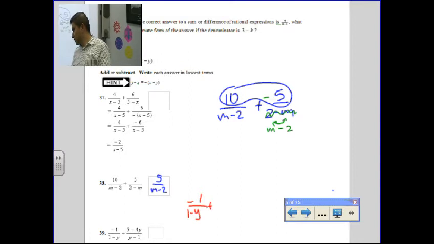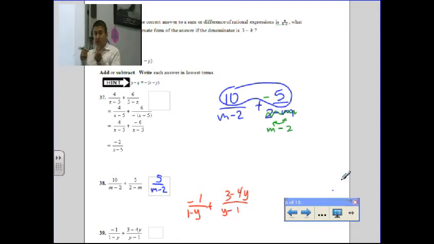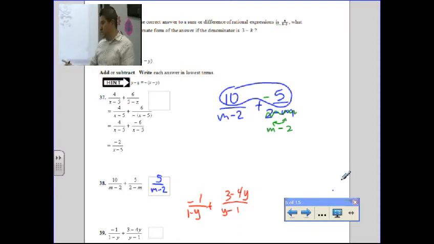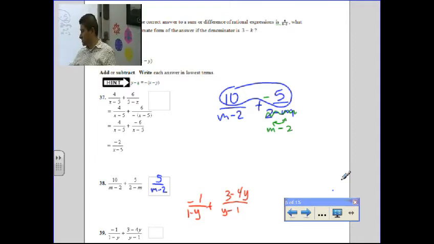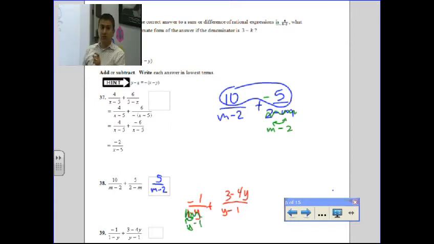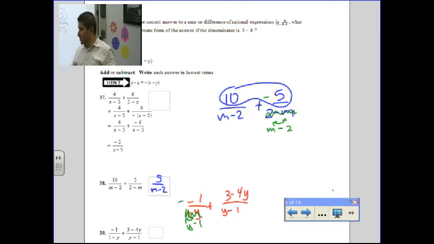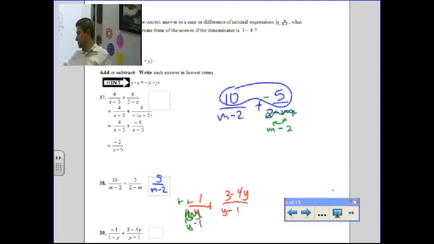1 minus y plus 3 minus 4y over y minus 1. Once again, exactly the same. The denominators are kind of the same, but they're reversed. So take one of them. It doesn't matter which one you switch. Let's switch the one on the left. We'll switch this guy, and that's going to become a y minus 1 when I switch it. When I do that, a negative comes up to the top, and because now I have two negatives up on top, these will cancel and become positive 1.